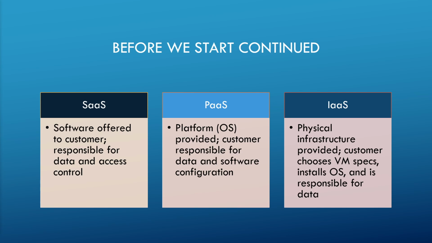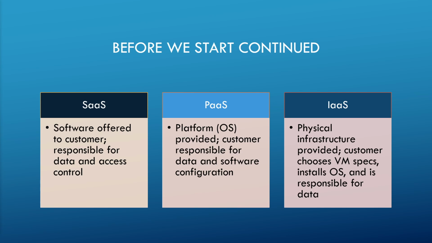The next platform is platform as a service. As you can see on the slide, the operating system is provided to the customer. However, the customer is responsible for the data, again, as well as any software configurations on the platform. Kind of a hybrid between SaaS and then IaaS, which is infrastructure as a service.